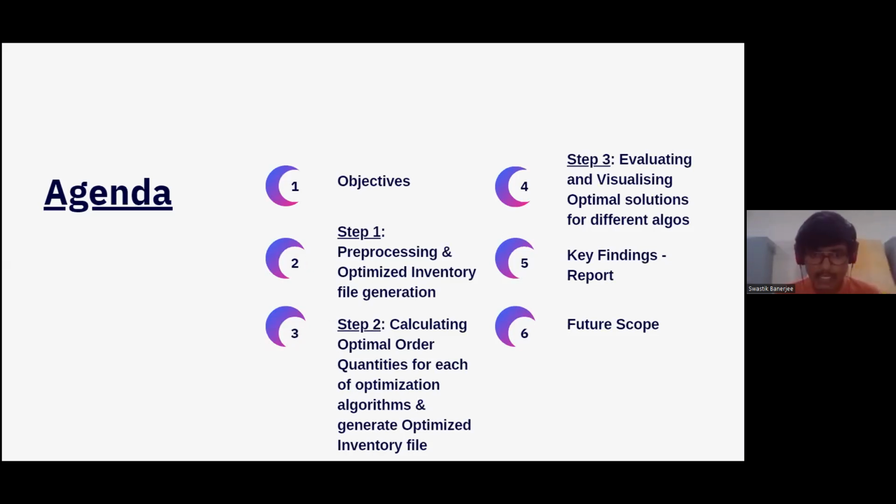Next is to calculate all the optimal order quantities for each inventory product. I'll just show you after I finish my agenda. Then these terms will make sense. And step three will be evaluating those solutions and finding an optimal solution out of this. And the fifth one is key findings, and the sixth one is future scope.